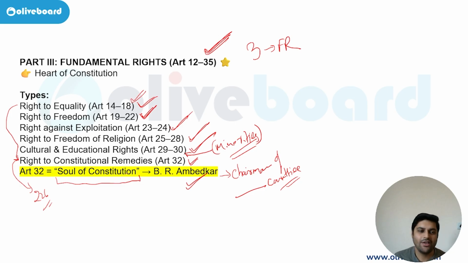Heart. Soul of the Constitution. Next time you want to say to someone that you are my heart and soul, people say that, right? You understand. So instead of saying that to them, just keep in mind, heart and soul of the Constitution is Article 32. Don't forget it.